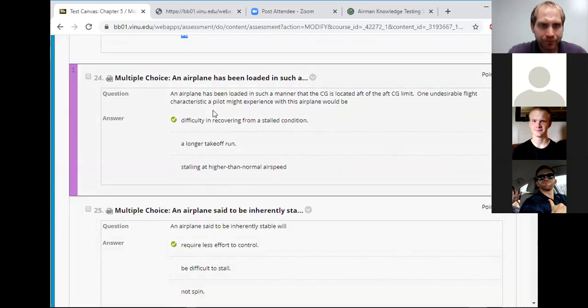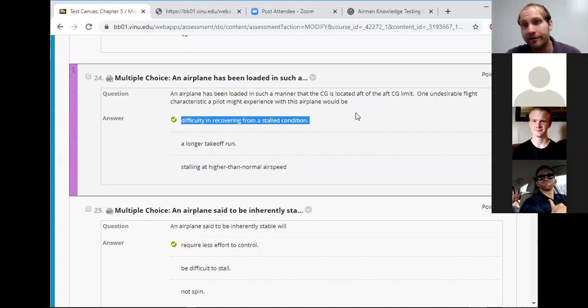Okay, here's a weight and balance question. An airplane has been loaded in such a manner that the center of gravity is located aft of the limits. So our CG is too far back. We have too many heavy people in the back seat. One undesirable flight characteristic a pilot might experience would be difficulty in recovering from a stalled condition. So that's the best answer choice.